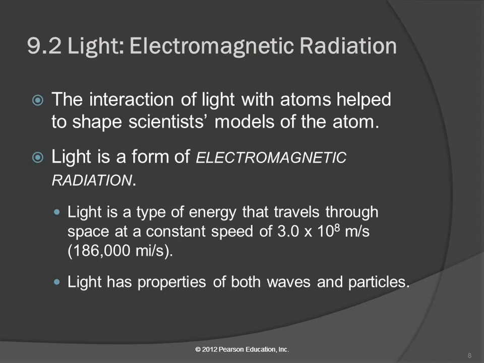Light is a form of electromagnetic radiation, so it involves electric and magnetic fields. It's a type of energy. Light is energy, and it travels through space at a constant speed. We call it the speed of light. It's 186,000 miles per second. That's a lot. 186,000 miles in a second.